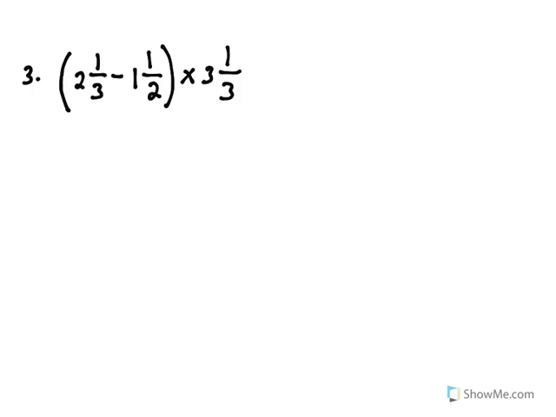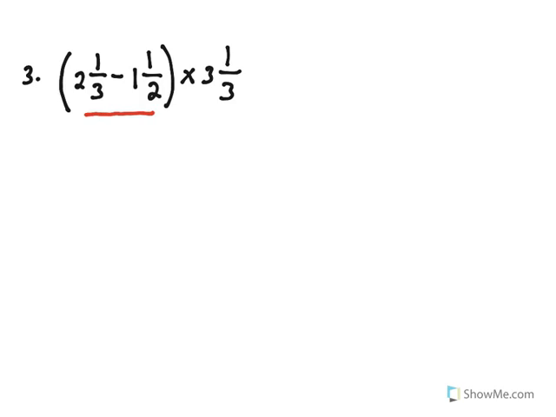So when you do order of operations, we should go ahead and do everything inside the parentheses first, okay? And when we do that, if we convert 2 1/3 to an improper fraction, if we convert the 1 1/2 to an improper fraction, this will be a lot easier, okay?